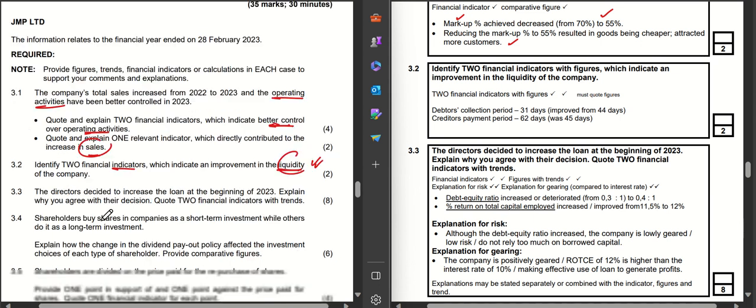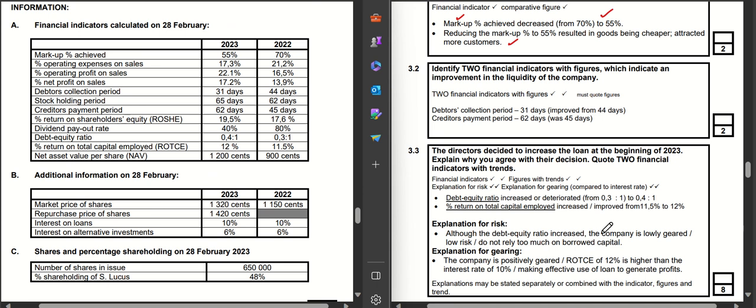Okay, so if we come here, there are your financial indicators. And in this case, the examiner wanted us to talk about the debtors collection period. That is the name, you can see that. And then here you can see the figures as well as the trend, whereby we can see that it has improved from 44 days. And then the next one is the creditors payment period, okay, which is 62 days, but it was 45 days. You have to know these financial indicators and to which group of indicators do they belong.